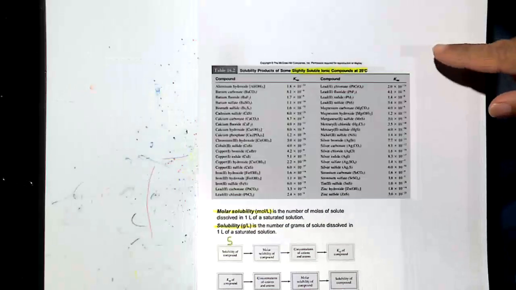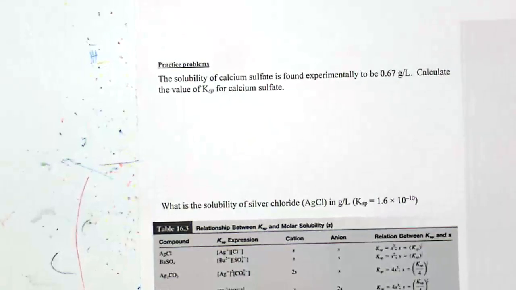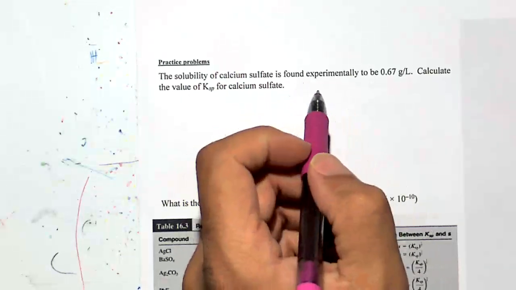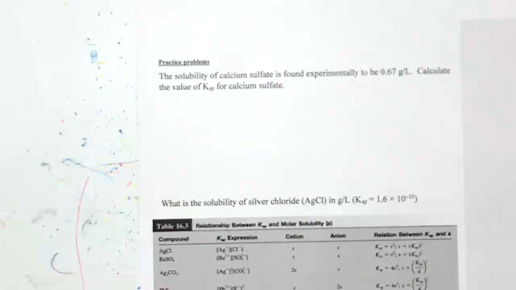All right, so that's page 11, page 12. Like I said before, I'll give you these values, the constants. You can look at this just as a guide to how we solve these types of problems. And now let's go ahead and do page 13 here. All right, the solubility of calcium sulfate is found experimentally to be 0.67 grams per liter. Calculate the value of Ksp for calcium sulfate.